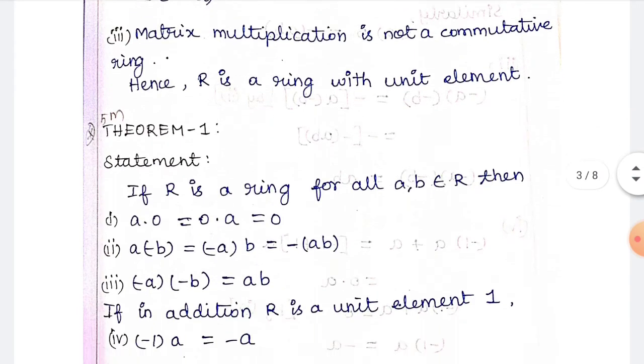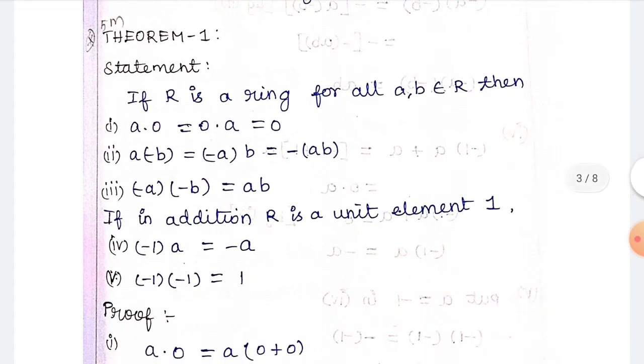Next we have to come to the theorem. The theorem statement is, this is a very important 5 mark question. Otherwise, any other subdivision will be asked as a 2 mark question. If R is a ring, then for all a, b belonging to R, a·0 is equal to 0·a is equal to 0.